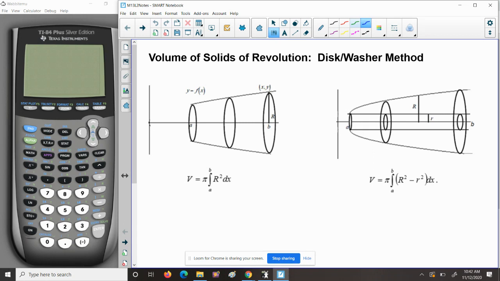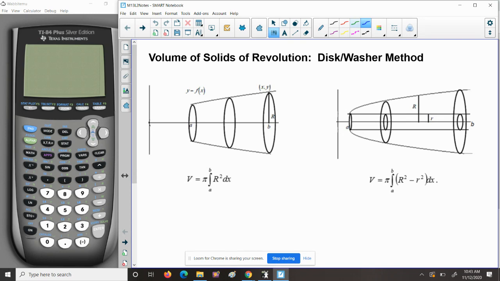One of the biggest things that's important when we are rotating, especially with rotating around a horizontal axis, is figuring out whether or not we have empty space between the region that we're rotating and the line of rotation. That's going to decide whether or not we're using disk or washer method. Now, disk or washer method, they're the same type of method. They use the same idea. It's just that with a washer method, you have empty space between your area you're rotating and the line of rotation.